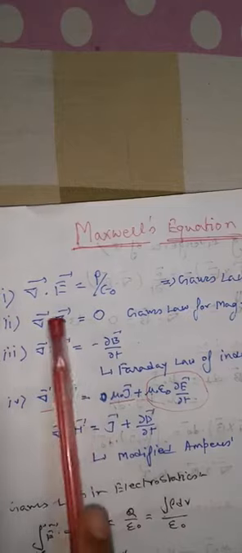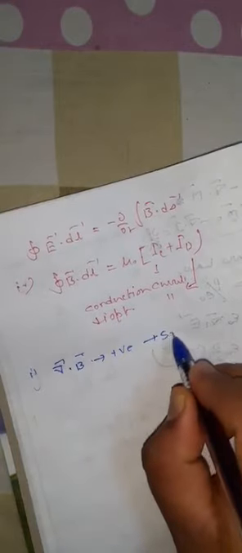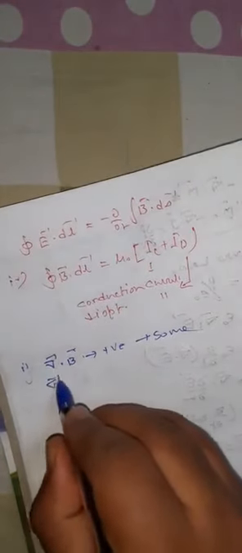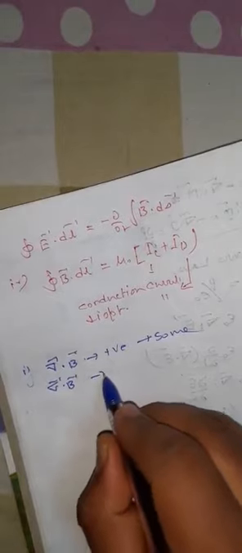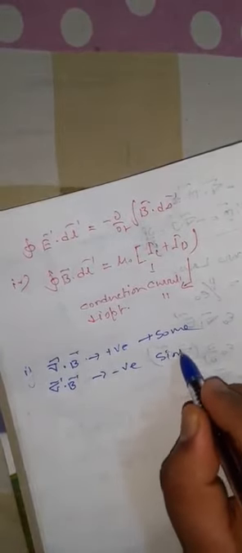Okay. The second one is very, very important. The divergence of B is equal to 0. Now, what does this mean? Divergence of anything, if it is positive, means there is a source. If it is negative, then there is a sink. So if I have divergence of B positive, then I have a source. If I have divergence of B negative, then I have a sink.